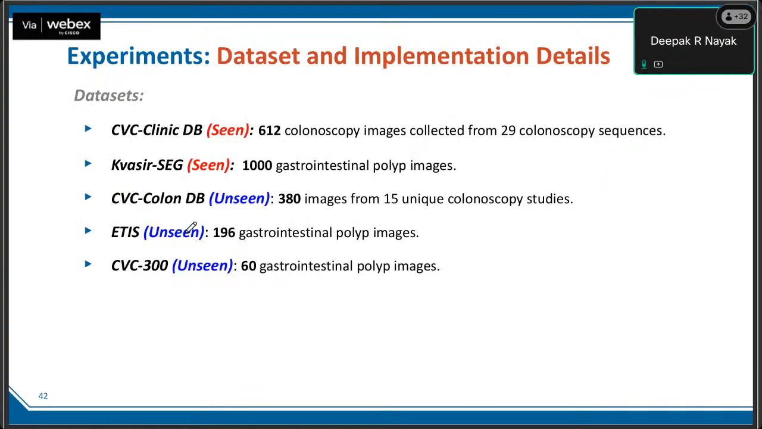And yes, again, we have chosen the same set of datasets. There are two seen datasets, as I discussed, and there are three unseen datasets, and these three datasets are only used to check the generalization performance of the model.